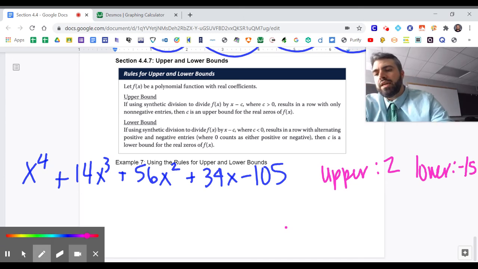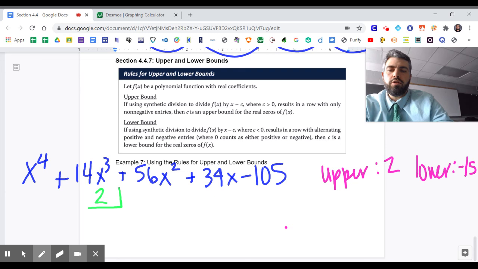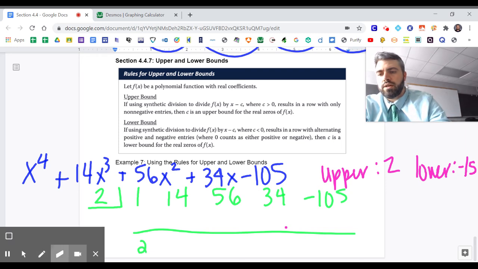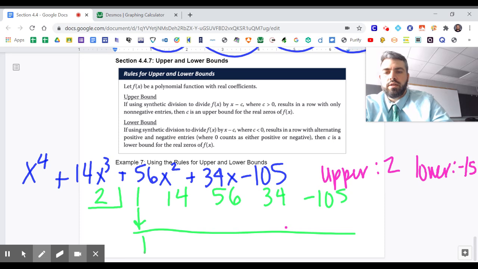There are a couple of different rules, so you want to make note of those. Our upper bound is 2, so I put all of my coefficients in: 1, 14, 56, 34, and then negative 105. I drop my number down, drop down the 1, so I get 1. Multiply by 2 would be 2. Add down, 16, 32. So now I'm at 88.